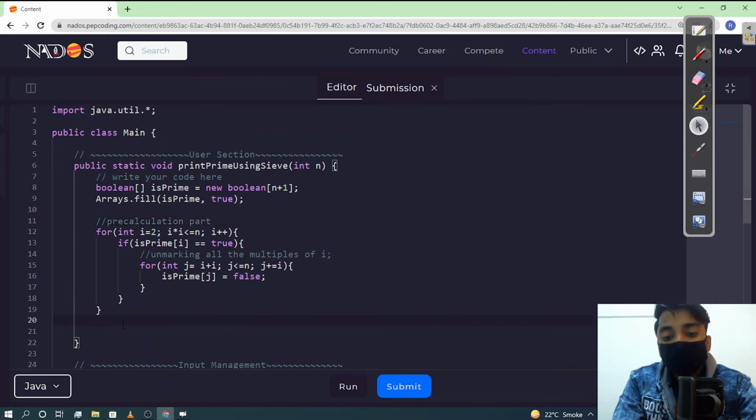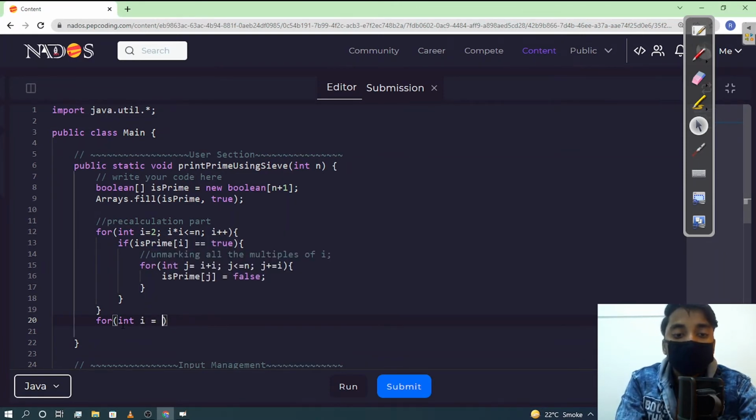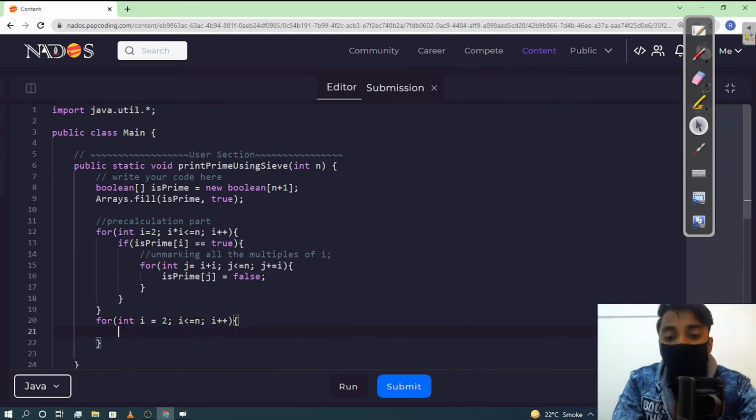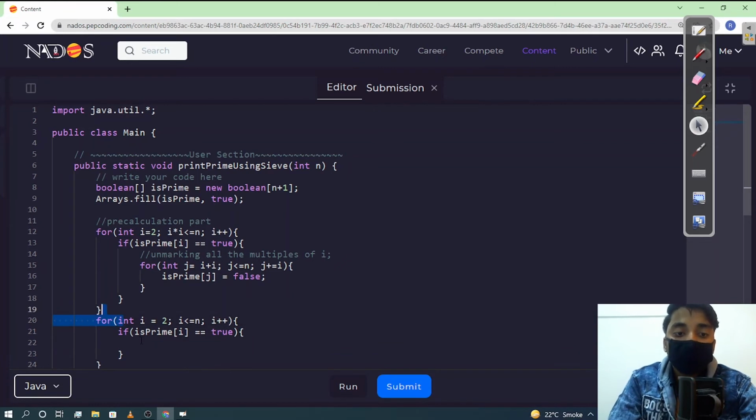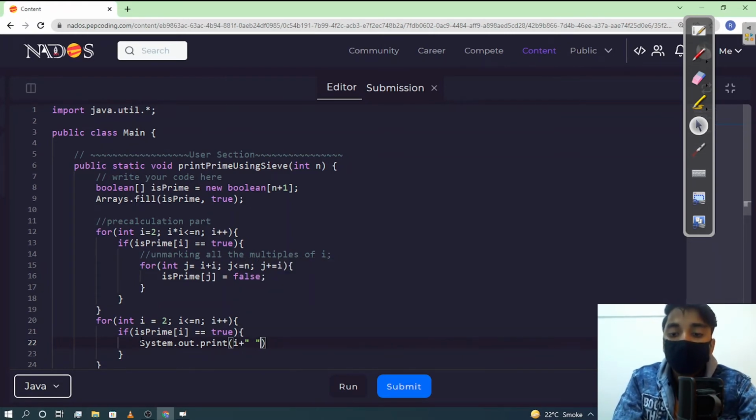Now we just need to print. So printing all the numbers, we will start our loop from 2. From 2 it will go till n, and if isPrime at i is true, the number is true, this means it is a prime number. So here we will System.out.print the number which is i, and with a space.